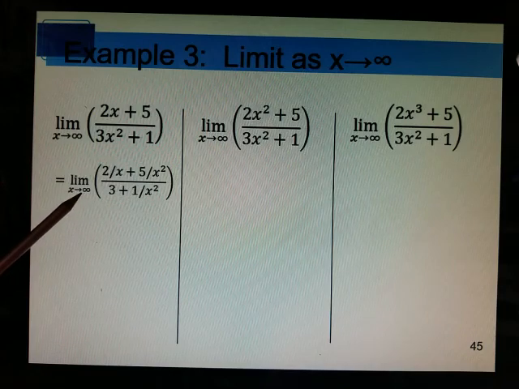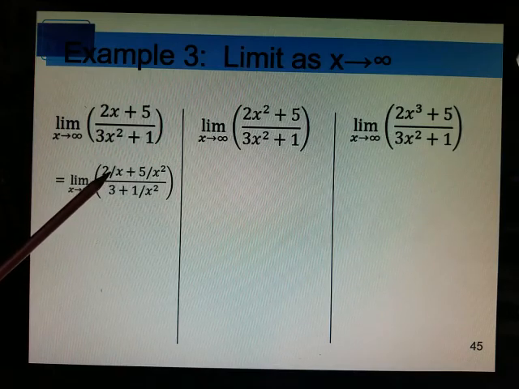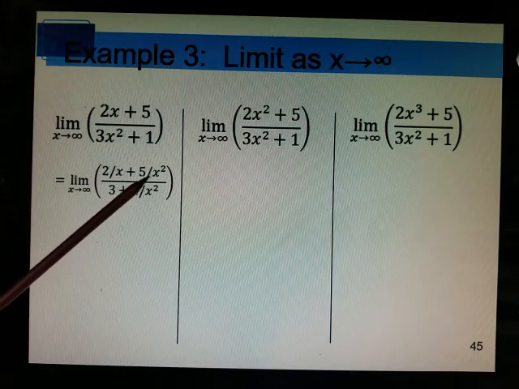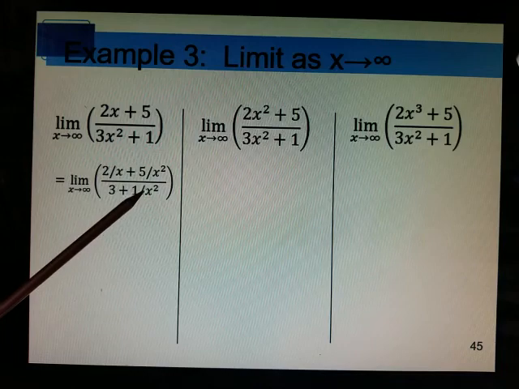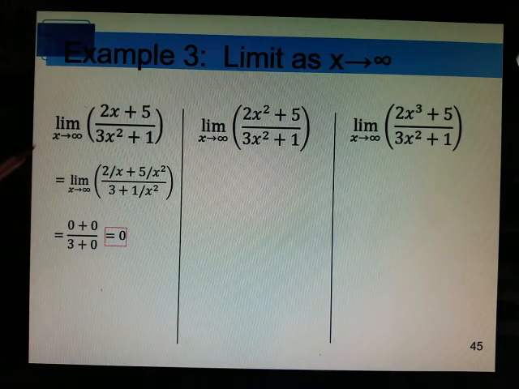Now plugging in infinity for all the x's, 2 divided by infinity, 2 divided by like a million or a trillion or a zillion, that right there is a 0. 5 divided by a zillion squared would be a 0. That is 0. 0 plus 0 on top, 3 plus 0 on bottom is going to give me 0 divided by 3, which is 0. So like I said, those going on to Cal 2, please do this proper work to get there.